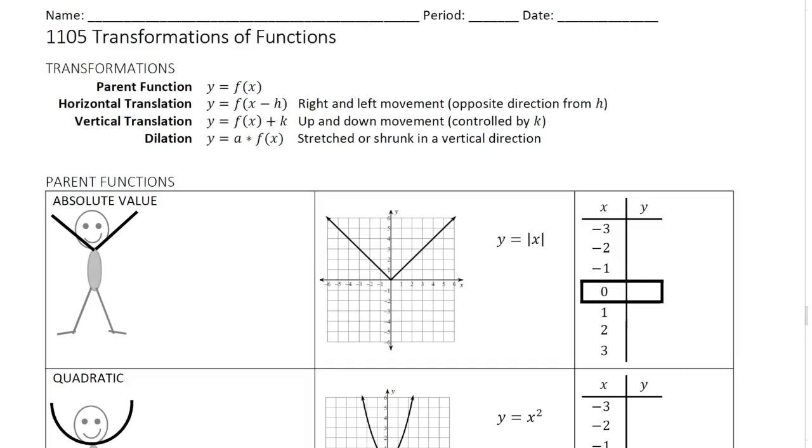Transformations of functions. All functions can be graphed using transformations. For each type of function, there is a parent function that is the starting point of transformations. Let's look at 4 types of parent functions.